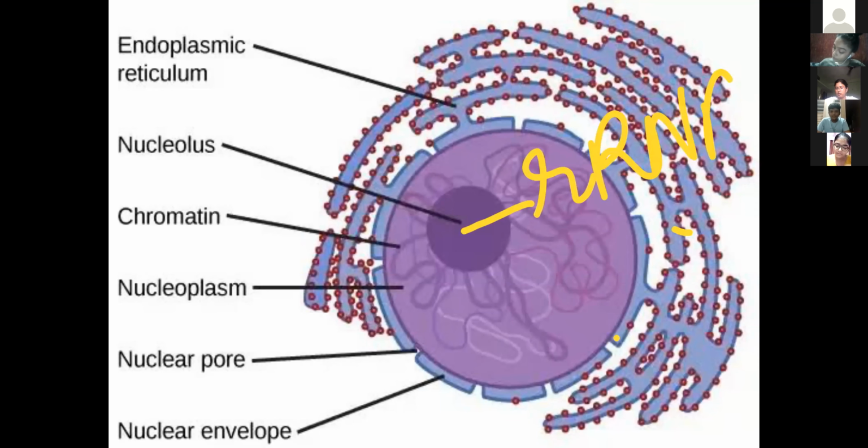So this rRNA, once formed by the nucleolus, comes outside through the nuclear pore, and connects with the protein and forms ribosomes. Yes or no? बोलो, समझ में आता है ये? Right? Yes. Okay.